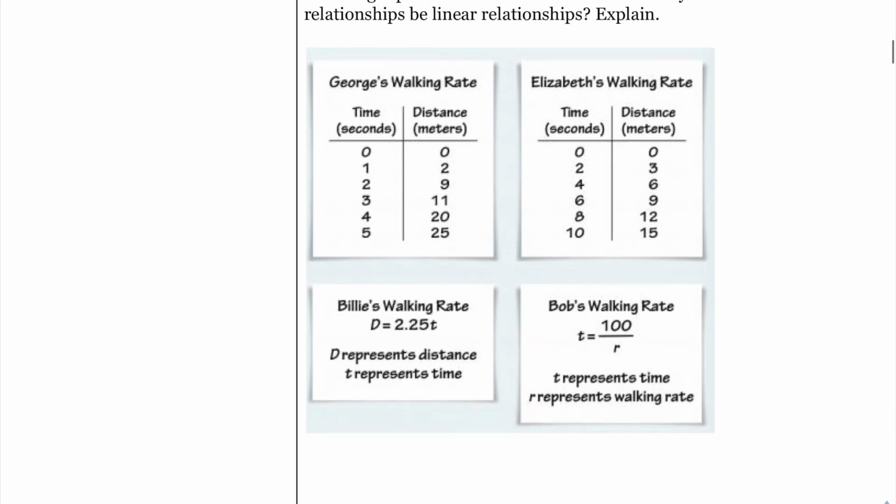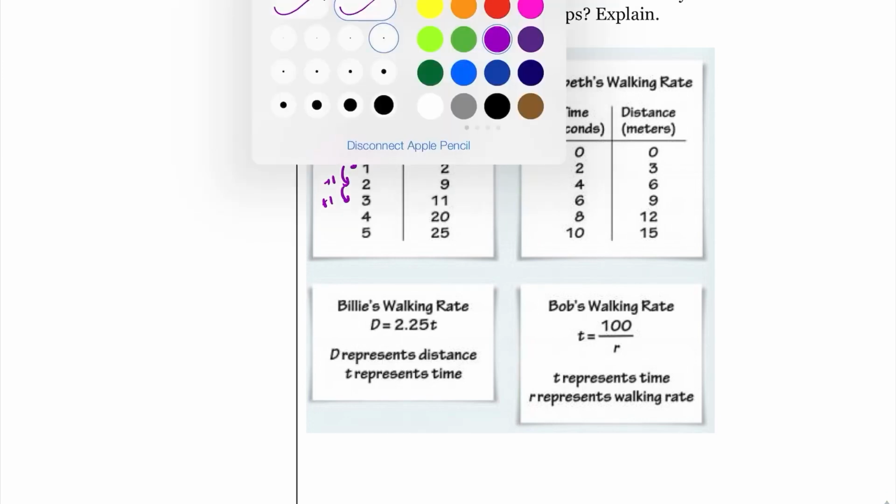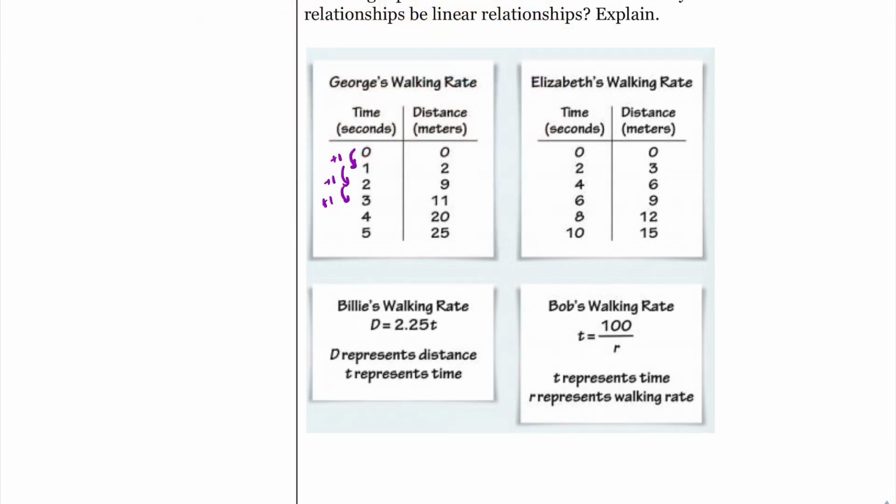All right, hopefully you guys talked about it. If we take a look at George's walking rate here, one way to check to see whether or not it's linear, remember the independent variable and the dependent variable have to change by constant values. So let's check the independent variable first. You'll notice that it's increasing by 1 every single time. So good, it's increasing by a constant amount, the independent variable. Okay, let's check the dependent variable.